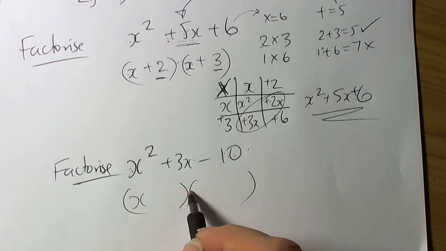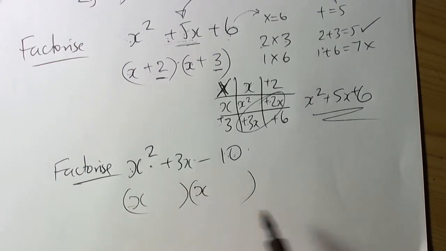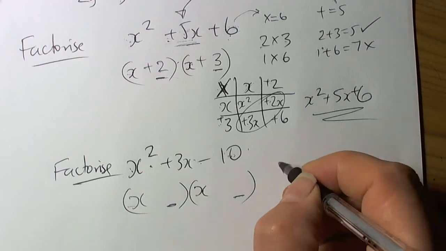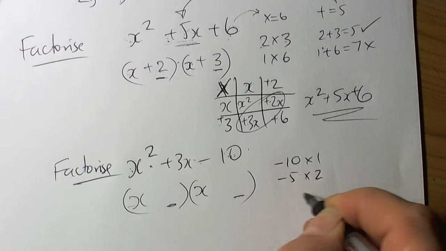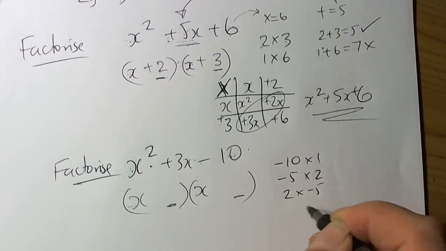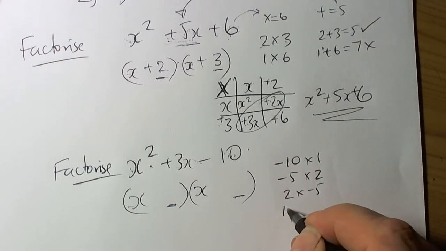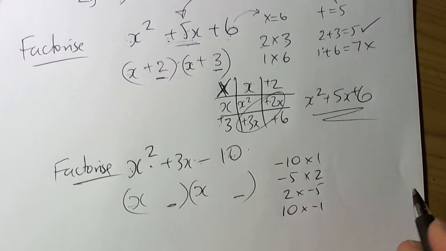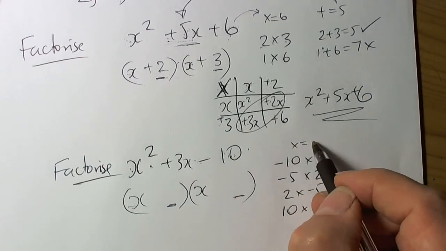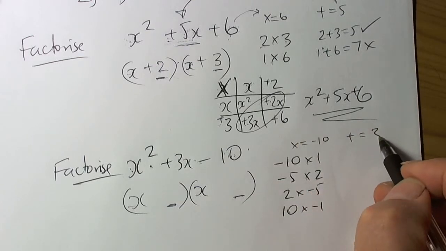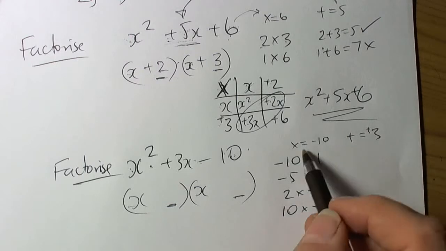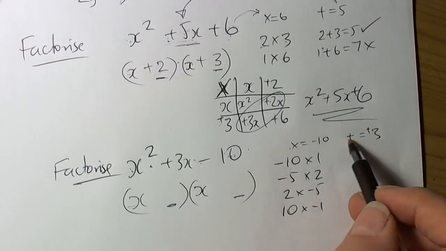We know at the front of the brackets it's got to be x and x. X times x is x squared. We know at the end of the brackets we've got to multiply to make negative 10. So we could have negative 10 times 1. We could have negative 5 times 2. We could have 2 times negative 5. We could have 10 times negative 1. That's the timesing bit. It's got to equal negative 10. And the adding bit has got to equal positive 3.